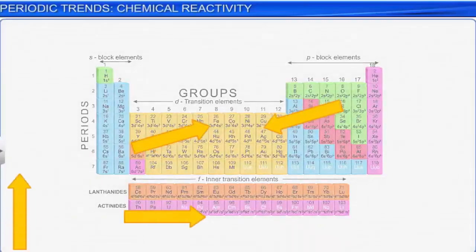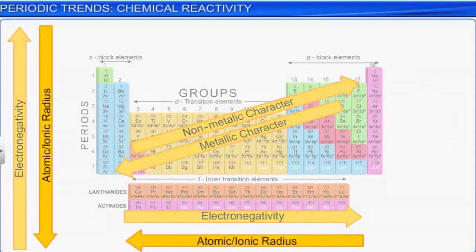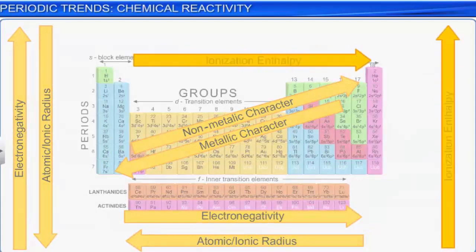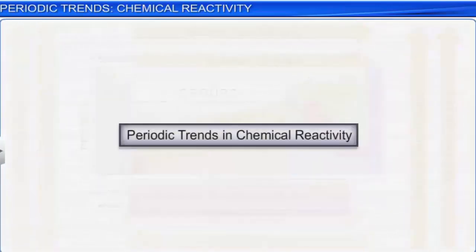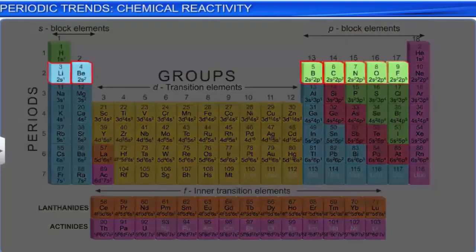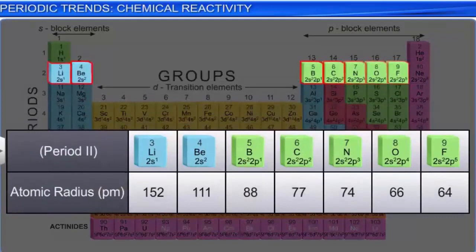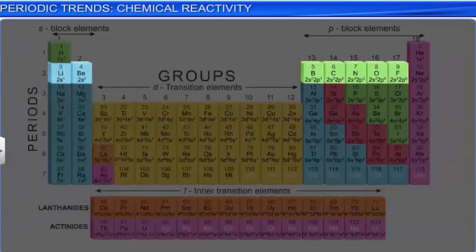You are already aware of the periodic trends in the fundamental physical properties such as atomic or ionic radii, ionization enthalpy, and electron gain enthalpy of elements. Let's now see how the periodicity in these properties is related to the periodicity in the chemical reactivity of elements. While moving from left to right in a period, the atomic and ionic radii decreases. As a result, the ionization enthalpies increase and the electron gain enthalpies become more negative across a period.